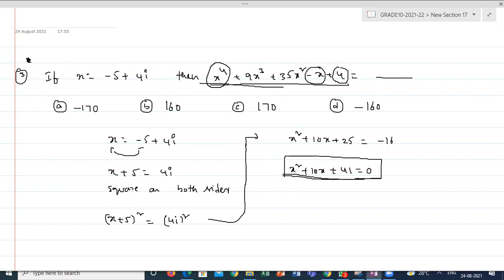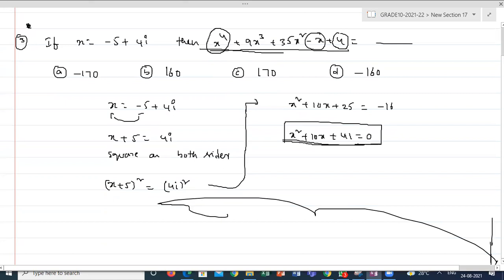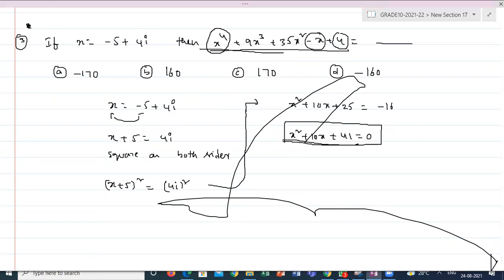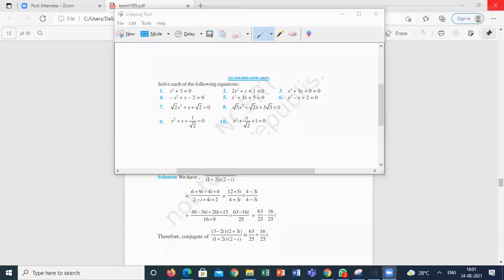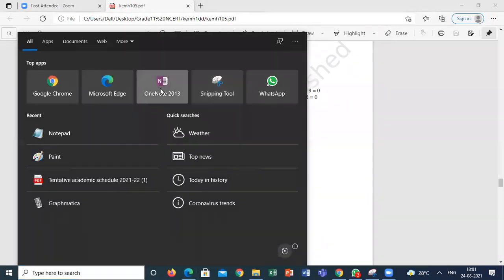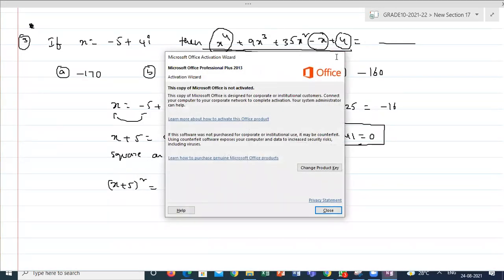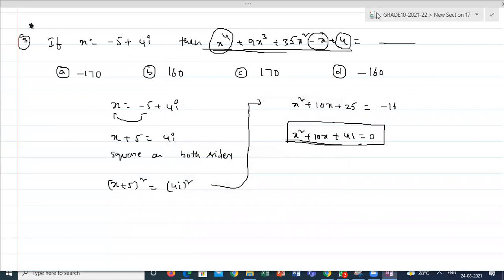So simplest method I will tell you. In this case, sorry guys, some technical issue. One second, guys. It will be useful for your quadratic equation concept also. Whenever you are getting like this, keep it in mind.